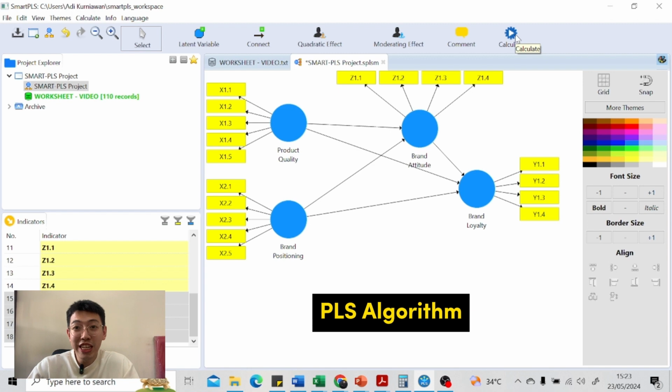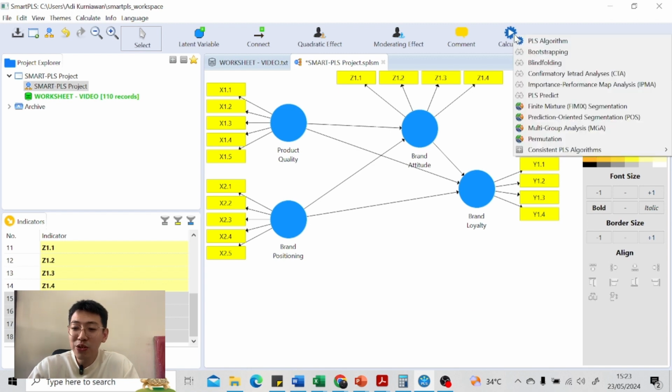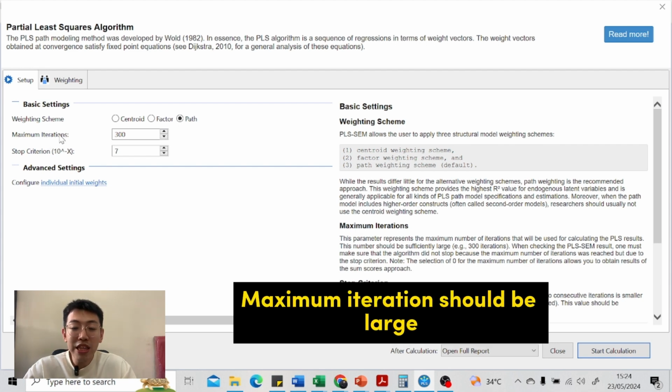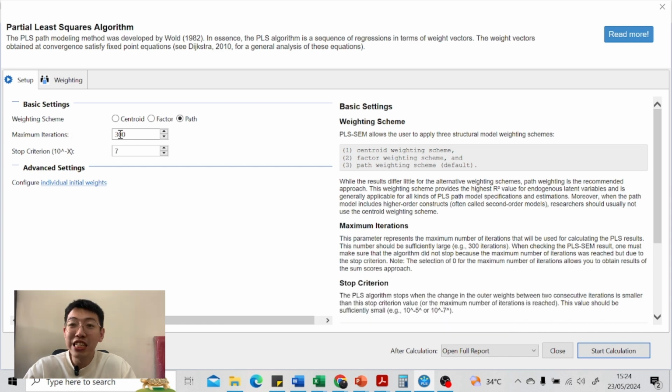So the first function is PLS algorithm. Just click Calculate, then choose PLS algorithm. Here, choose the path weighting scheme, because it is stated here that the path weighting scheme provides the highest R-square value for endogenous latent variables, and it is generally applicable for all kinds of PLS path models. The maximum iteration should be large. The default here is 300. If you want to use more than 300, that's very okay.